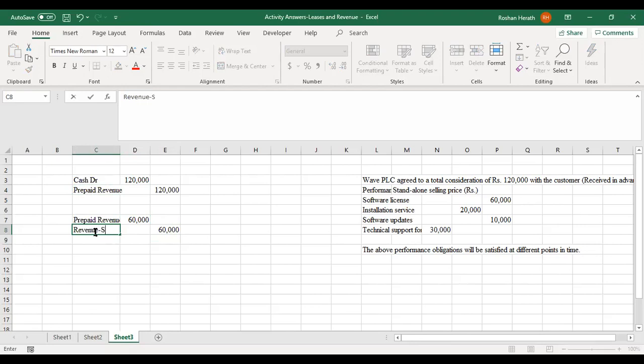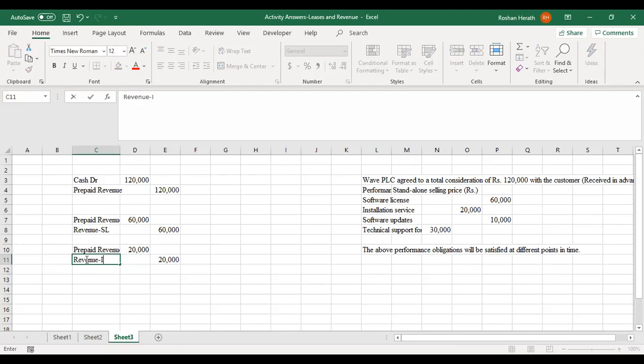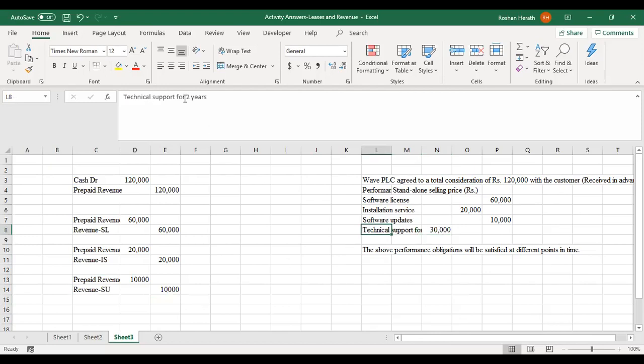Then you have the installation service. Once you perform the installation service, another 20,000 can be taken out from this prepaid revenue, and that is your revenue from installation service. Then you have the software update. Another 10,000 can be taken out from the prepaid revenue, and you can take it to revenue, software update. It's 10,000.